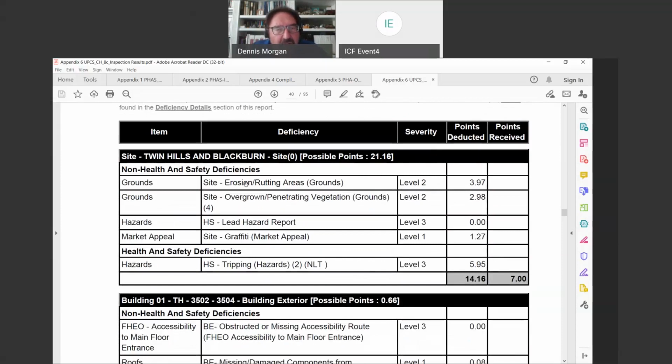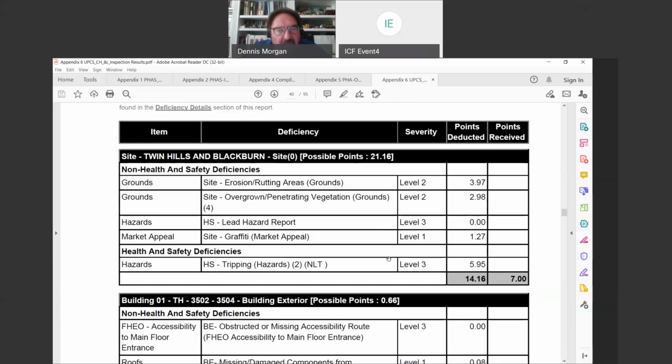So that place where I had that erosion or rutting, level two, 3.97 points just associated with that one defect. Overgrown penetrating vegetation found in 4 places on the site. Level 2, 2.98 points associated with that. Graffiti, 1.27. But look at that tripping hazard.